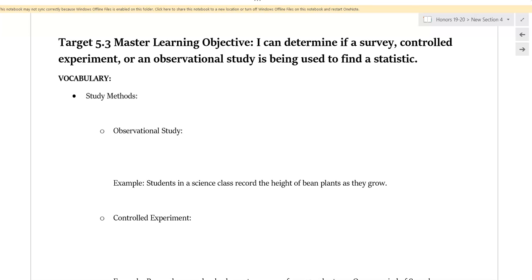5.3 Mastery Learning Objective: I can determine if a survey, controlled experiment, or an observational study is being used to find a statistic.